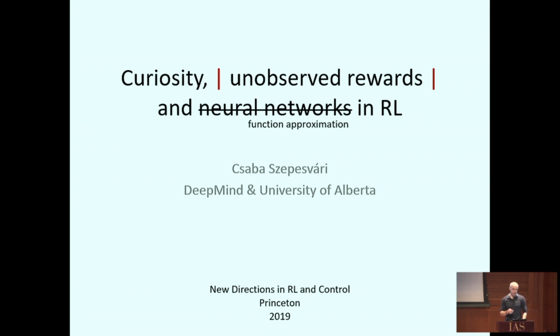All right. So let's get started. So I'm going to talk about curiosity, unobserved rewards, and functional approximation in reinforcement learning. I mean, when you do neural networks, either you deeply study neural networks or you're a user of neural networks. If you're a user of neural networks, then you usually stay at the high level, and you can just think about them as some powerful tool to do functional approximation for you, and then you can ask the question, how do you do that? So that's the third part.